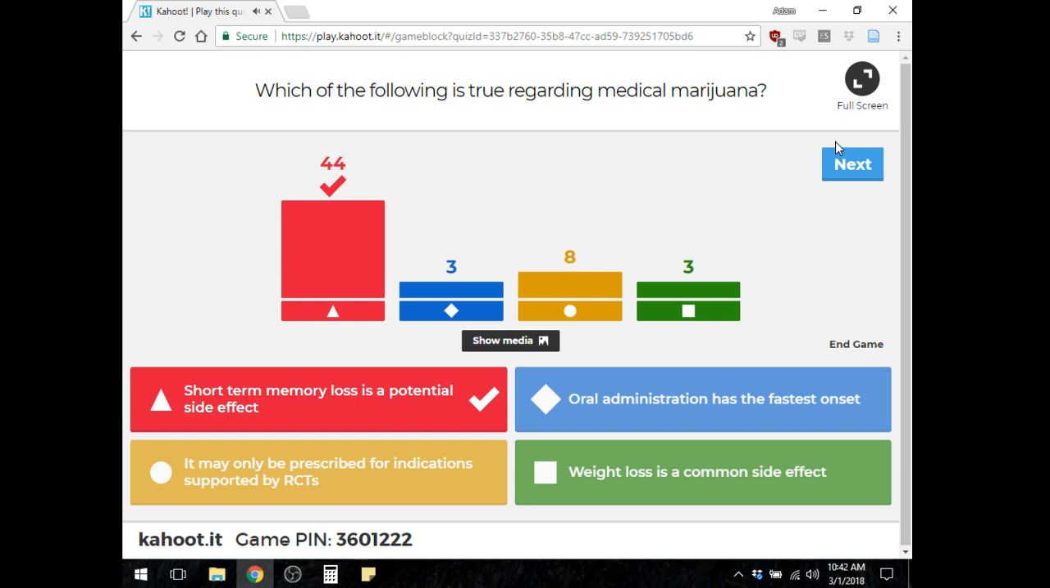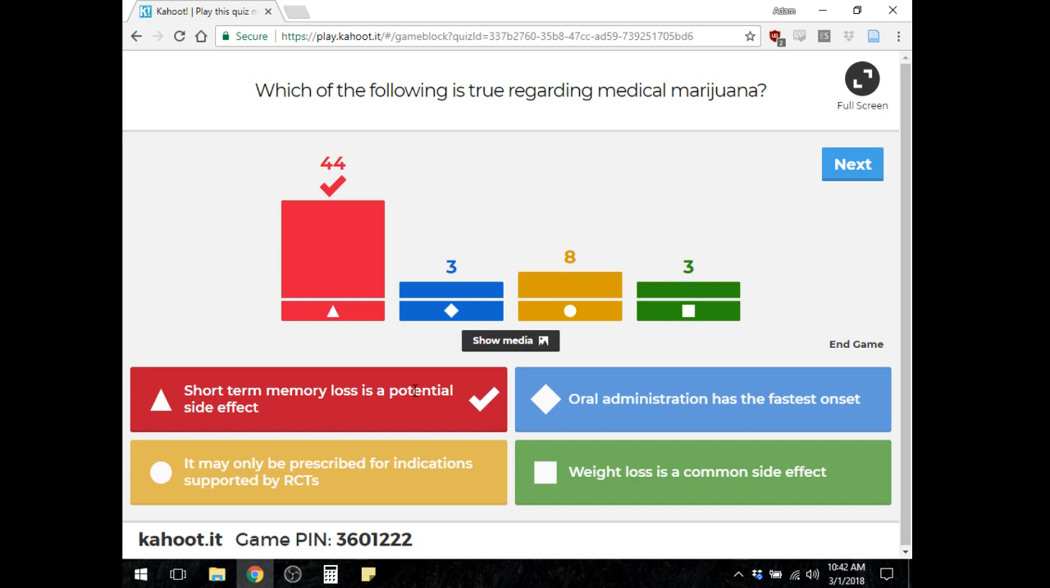Interesting. Yes. So, why is the yellow option incorrect? It may only be prescribed for indications supported by randomized controlled trials. We don't really have those trials to support that. A lot of the things we have are cohort studies and case control studies, things like that. It's harder to do a lot of randomized controlled trials, especially head-to-head trials with medical marijuana. So that is not mandated.